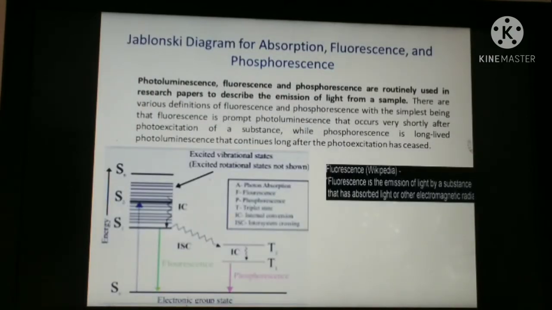So this is a Jablonski diagram for absorption, fluorescence and phosphorescence. Basically, the broad term which we use is photoluminescence. Photoluminescence can be divided into two terms, fluorescence and phosphorescence, which are routinely used to describe the emission of light from a sample. There are various definitions of fluorescence and phosphorescence provided. Here is one definition of fluorescence, from Wikipedia: fluorescence is the emission of light by a substance that has absorbed light or other electromagnetic radiation.